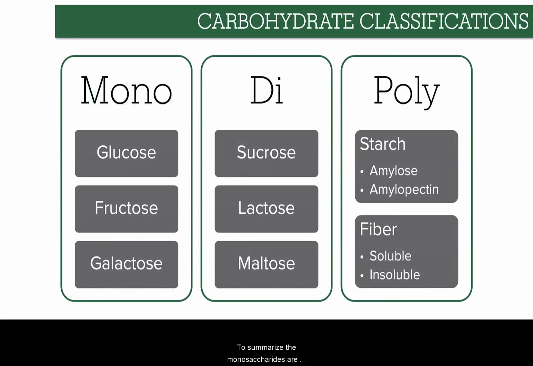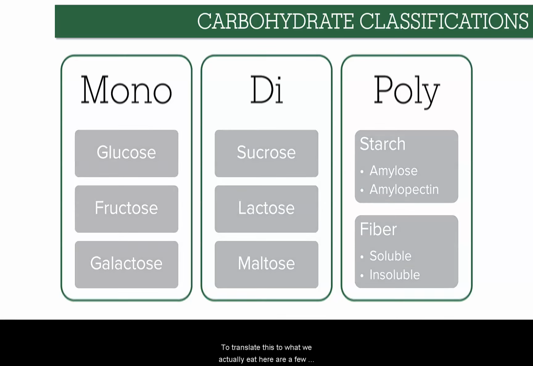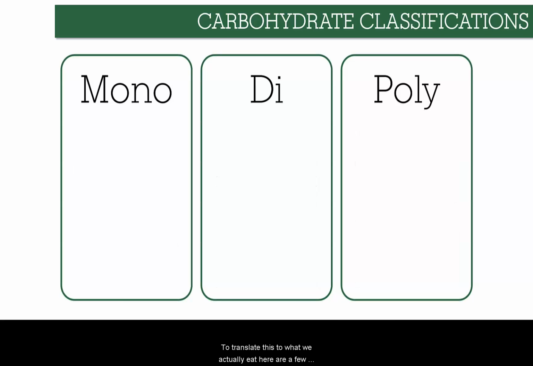To summarize, the monosaccharides are glucose, fructose, and galactose. The disaccharides are sucrose, lactose, and maltose, and the polysaccharides are the starches, amylose and amylopectin. Fibers are also polysaccharides. To translate this to what we actually eat, here are a few examples of foods in each category.